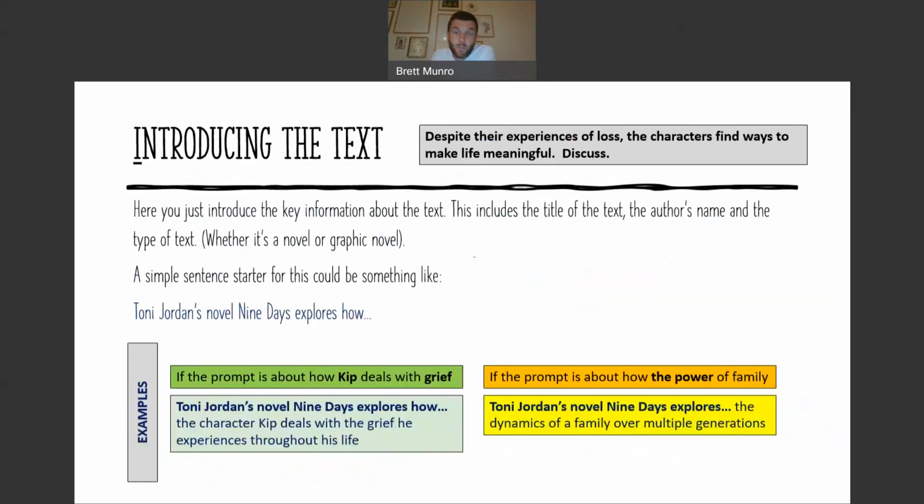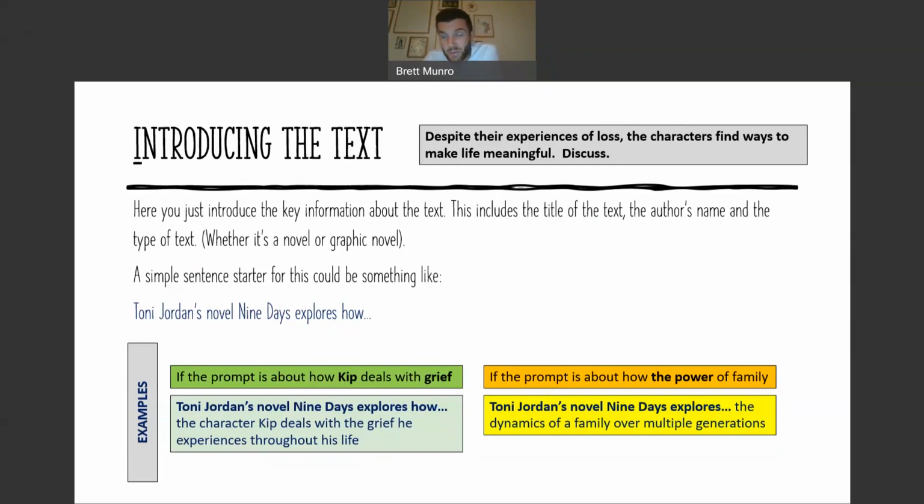So the first thing that you want to do is introduce the text. Now, our prompt for this exercise is, despite their experience of loss, the characters in 9 Days find ways to make life meaningful. Discuss. The first thing that you want to be doing is you want to introduce the text. And this is really simple. You just need to introduce the key information, in this case, about 9 Days.